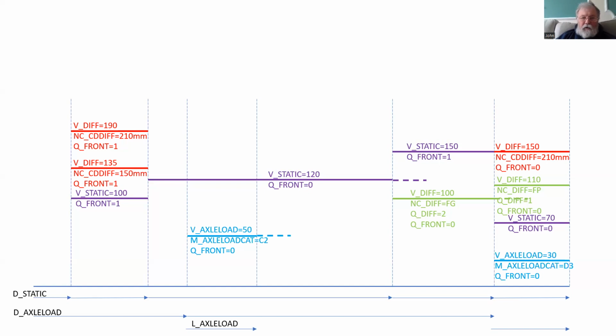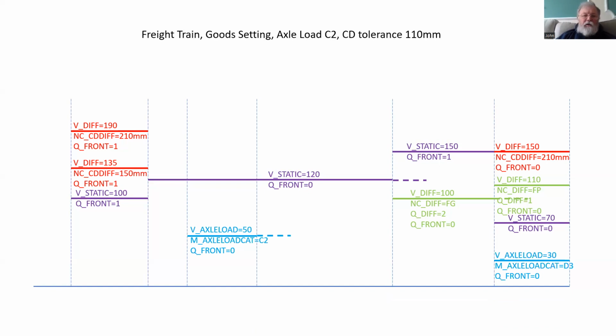So how does it all work? Well, let's imagine we have a freight train in the goods setting, so that's FG. It has an axle load of C2, and it's able to tolerate 110 millimeters of Cant deficiency. So we can start at the left-hand end. Well, if we have a look, we can see that it can't tolerate the Cant deficiency required for either of the two higher speeds, so they can be removed, leaving us with the basic speed profile for the first segment.